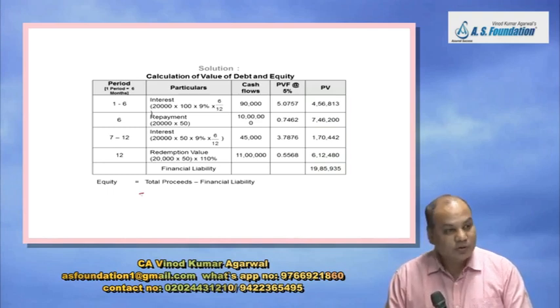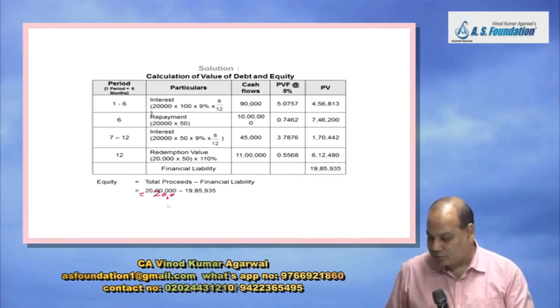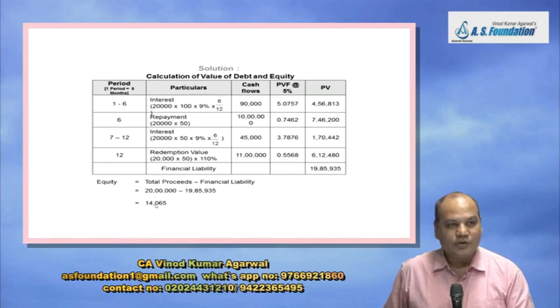So total proceed was how much? 20 lakh. I think I have written, yes. Minus the previous answer, 14065. Okay.